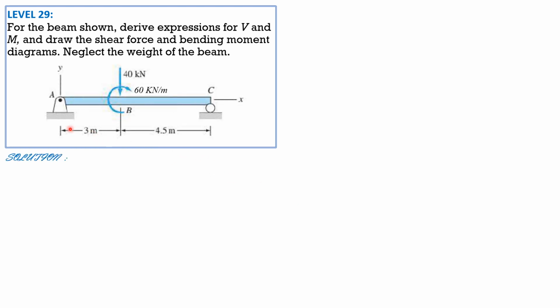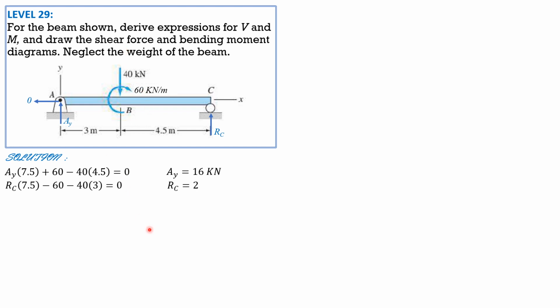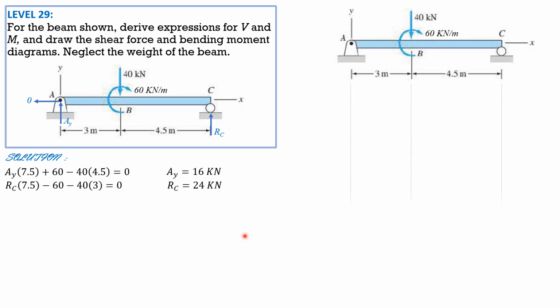So first, let's solve for AY. AX is 0. Then we have R sub C. Summation of moments about C equals 0: AY times 7.5 plus 60 minus 40 times 4.5 equals 0. Solving, AY is 16 kilonewtons. Likewise, summation of moments about A equals 0: R sub C times 7.5 minus 60 minus 40 times 3 equals 0. So R sub C is 24 kilonewtons. 16 plus 24, 40 minus 40 equals 0. So it checks.